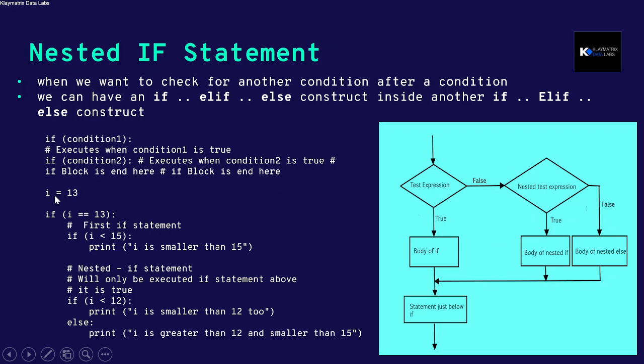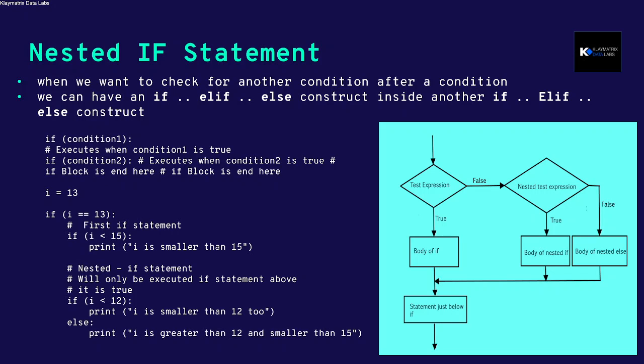To take an example, say a value is 13, and I'm checking if i is equal to 13, where this is an equivalence symbol. So I write my first if statement, and if it is false, then I check another condition: if i is less than 15, then do something within this nested if block, and then you can come out of the if. So this second one will be executed if the above statement is true, right?